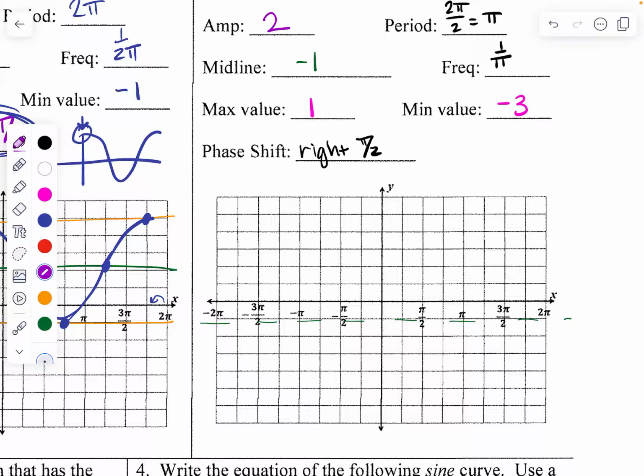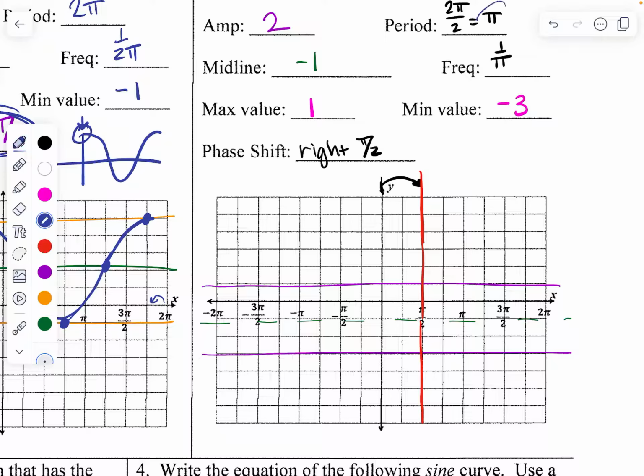The amplitude is going all the way up to 2. Or sorry, it's an amplitude of 2, so let's erase that. So 2 above the midline and 2 below the midline. On our max, our phase shift is everything's going pi over 2. So instead of starting here, we're shifting over here. So this is my new starting axis.